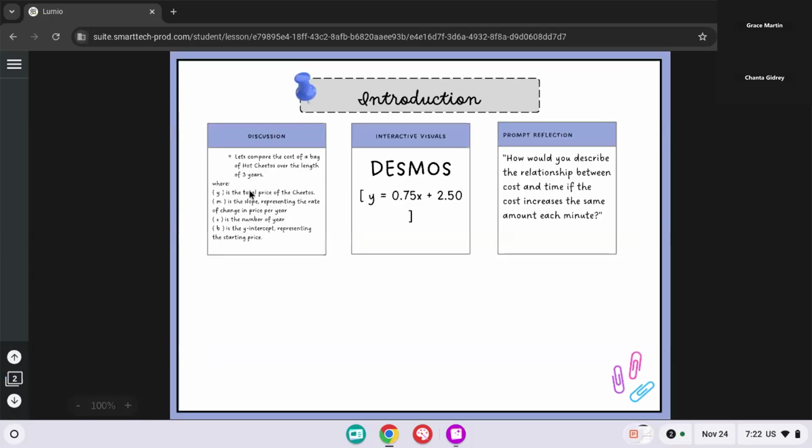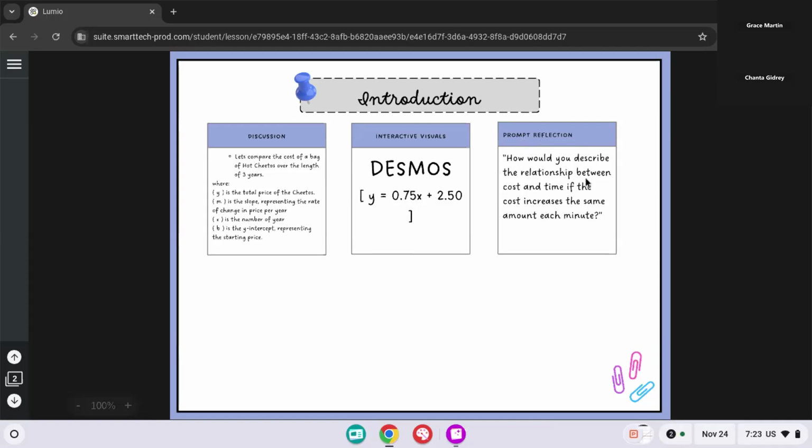As I went through, I asked ChatGPT to give me some discussion questions for the particular topic, and it gave me the focus questions, the discussions to have with the students, and a different interactive visual. As students go through here, they have a Desmos calculator. I'm going to add the link here, and they'll be able to go directly to the calculator and put this equation in, and it'll show them the line.